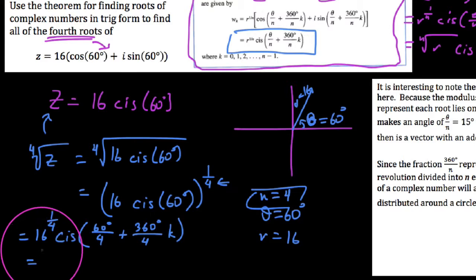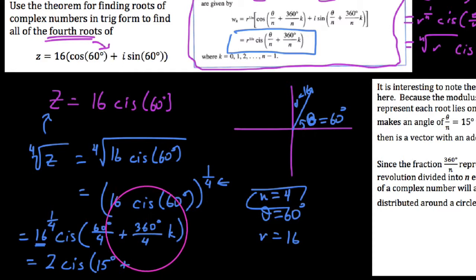So when we simplify this, we have to ask this question. First of all, what is the fourth root of 16? What can I take times itself 4 times to get 16? And we get 2. And then inside here we get CIS, 60 degrees divided by 4 is 15 degrees. And then we get plus now 360 divided by 4 is 90 degrees, and this is times some k.